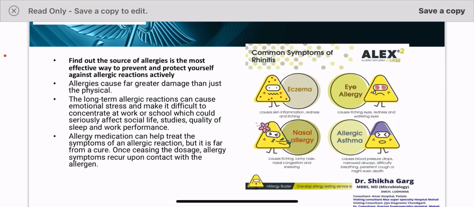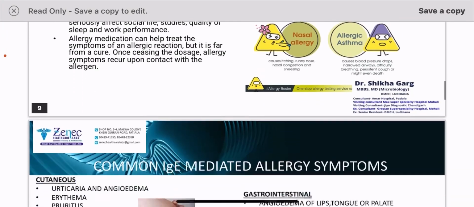In case of children, it could seriously affect, of course, the social life, studies, quality of life, and work performance, and there could be emotional damage to it. Allergy medication can help treat the symptoms, but it is always a symptomatic cure. Until we find the allergen source, we are not going to be relieved from all the symptoms.